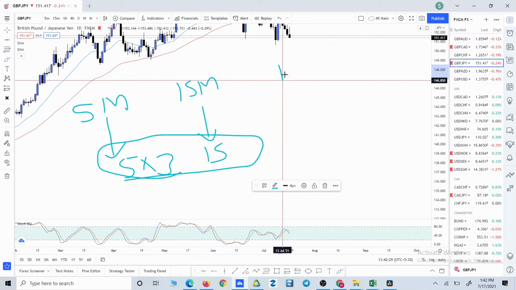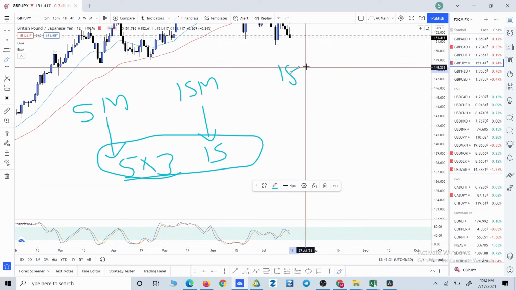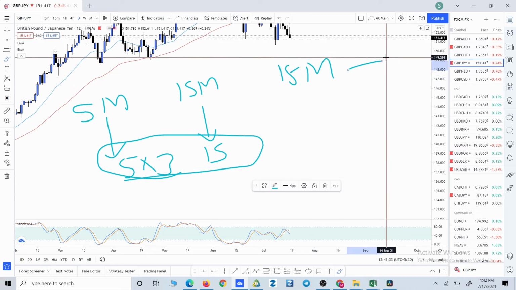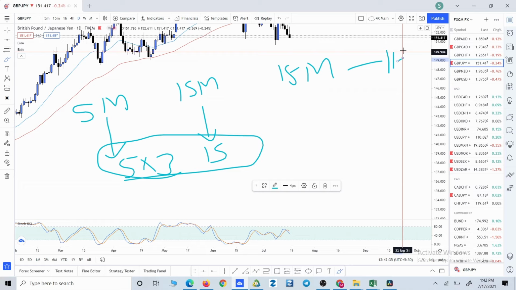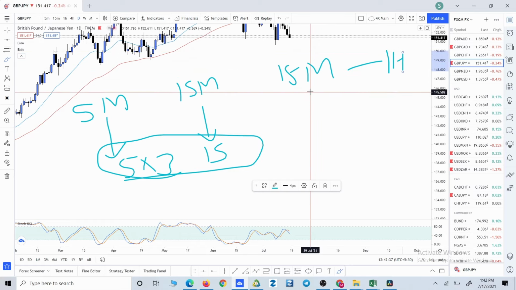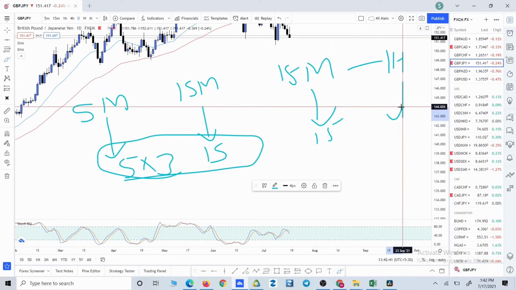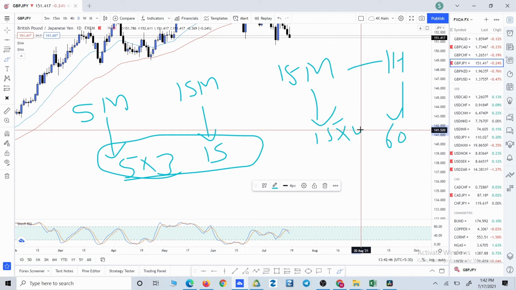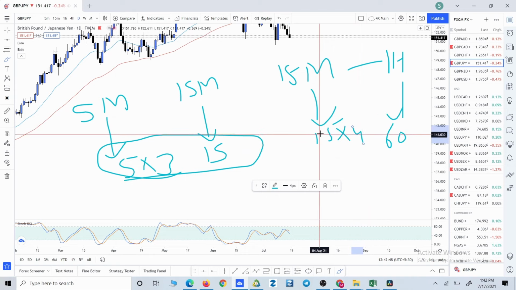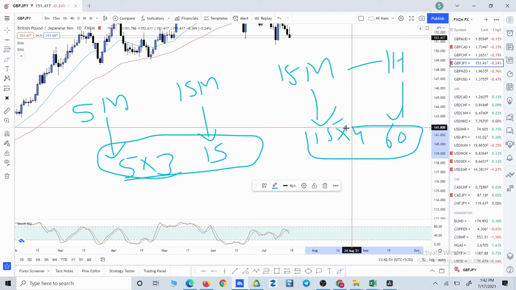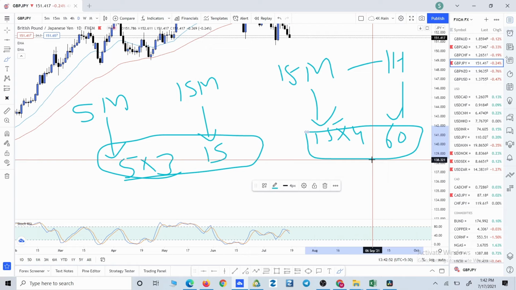Same we can do for the 15 minute and 1 hour. 15 minutes is going to be our entry time frame, 1 hour is going to be our higher time frame. 15 minutes is having 15 minutes, 1 hour is having 60 minutes. So here you can say we have a multiplication factor of 4, or you can say 1 hour is going to be 4 times bigger than 15 minutes. So this way, guys, you can find a higher time frame for your entry time frame.